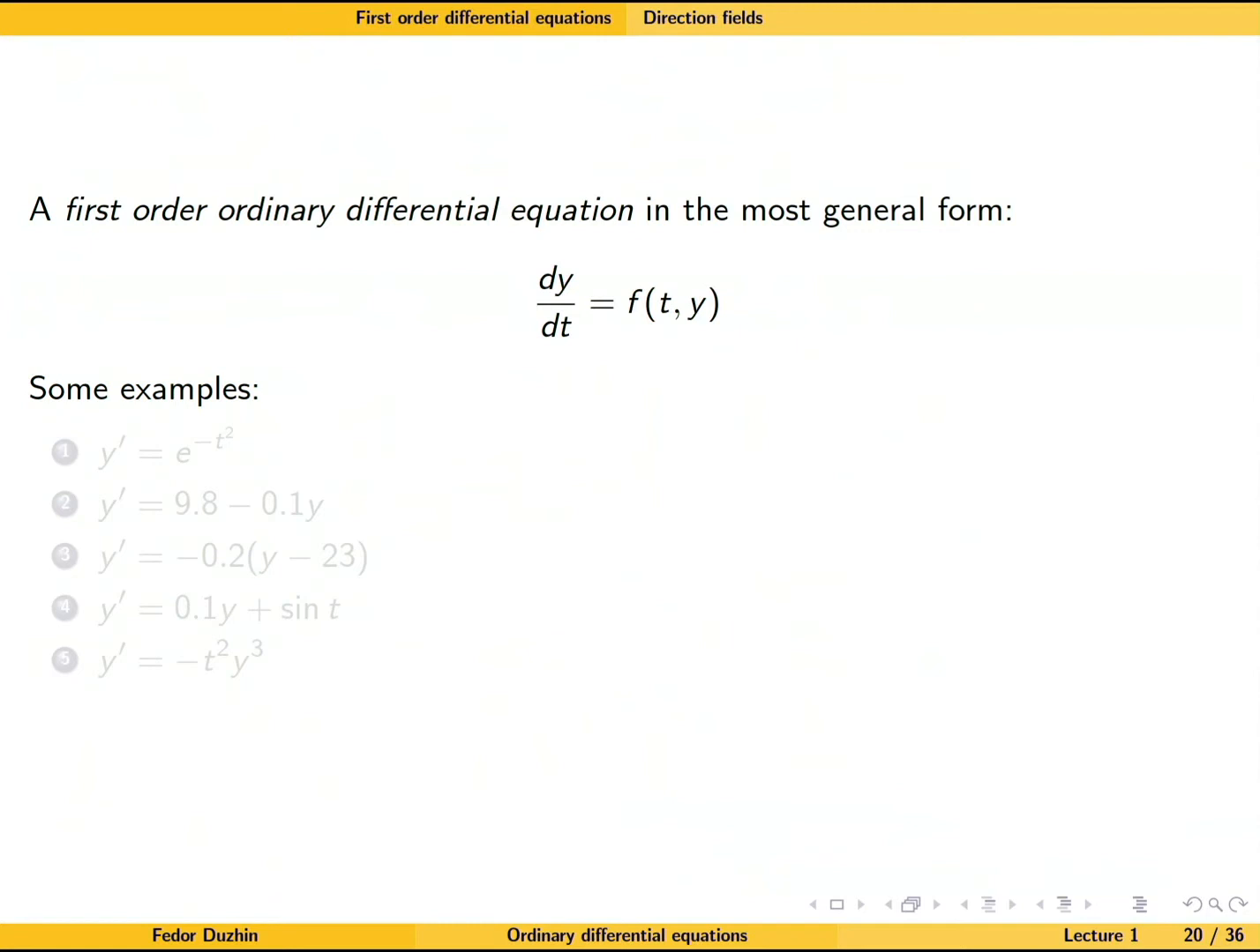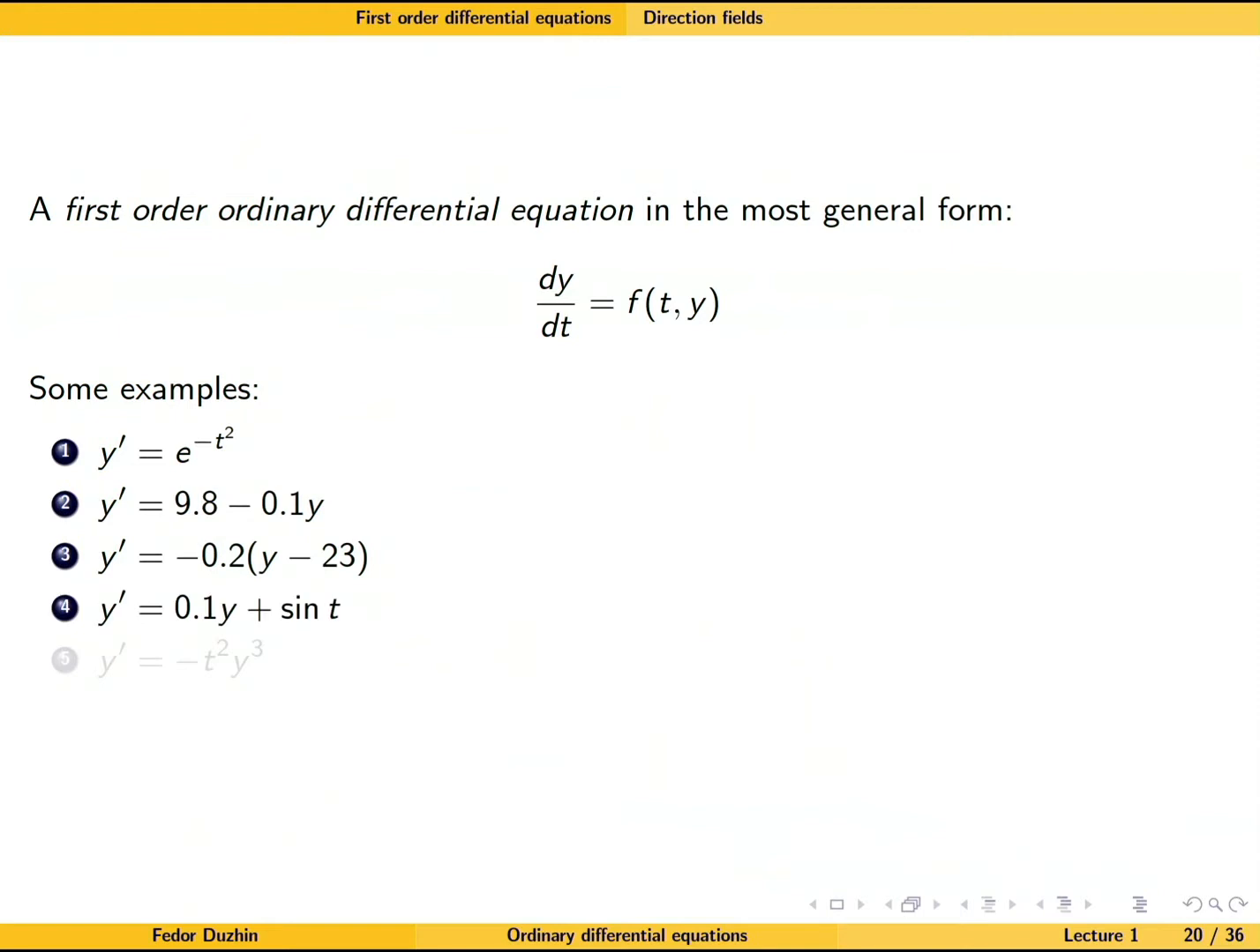So in the most general form, a first order ordinary differential equation looks like this. The left hand side is the derivative of the unknown function, and the right hand side is some expression, some function of the independent variable and the dependent variable. Right? So here are some examples.